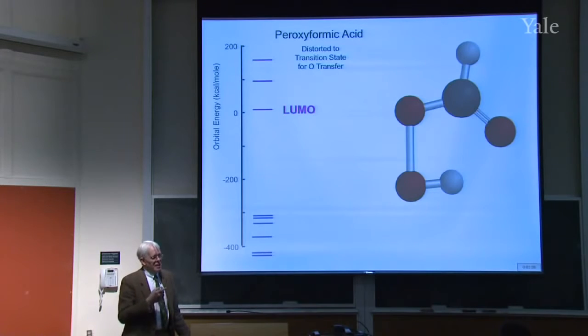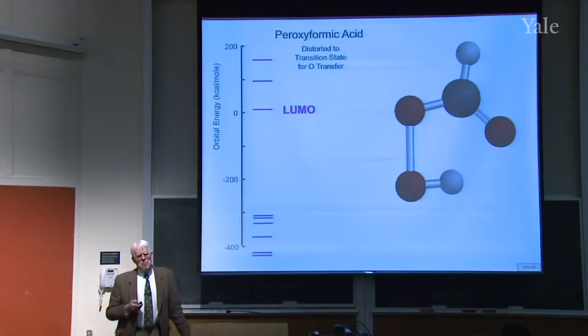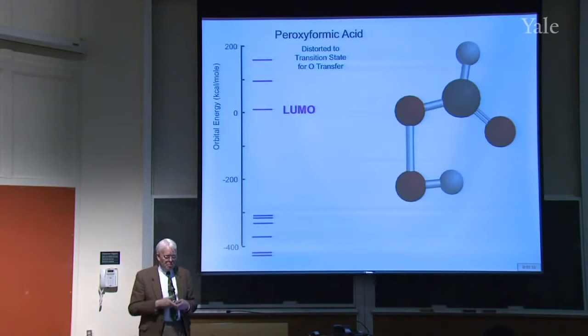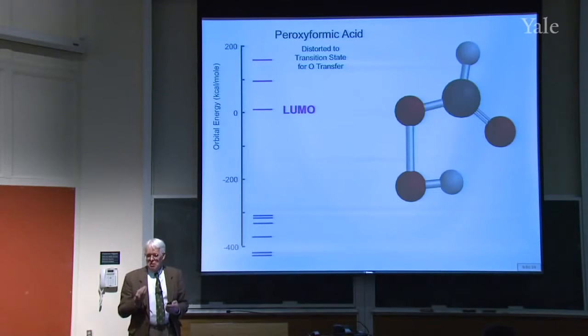There's several possibilities that come up. Anybody else got an idea? Carl? Sigma star OO. Sigma star OO. Remember, that's oxygen, big nuclear charge. Okay. Can you see any other thing that might be a low LUMO? Carl? Pi star CO. Pi star of CO is also low. So in principle, either of those might be the reaction.